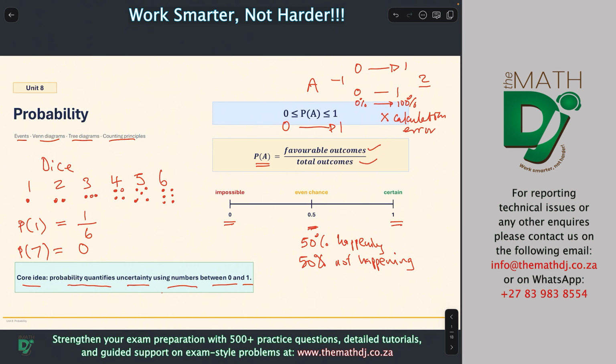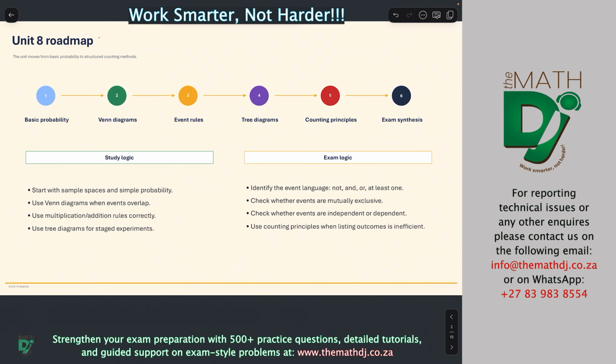So let's move on. Unit 8 roadmap. The unit moves from basic probability to structured counting methods. We're going to start with basic probability, then Venn diagrams, then event rules, then tree diagrams, then counting principles, then exam synthesis. Our logic: we start with sample spaces and simple probability. Then we use Venn diagrams when events overlap. Then we use multiplication or addition rules correctly in order to solve the probabilities. Then we use tree diagrams for staged experiments.